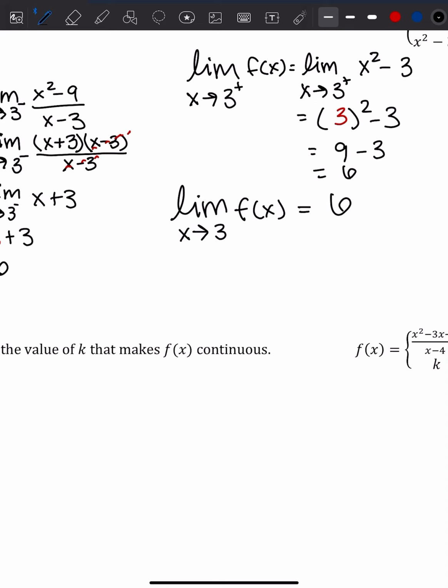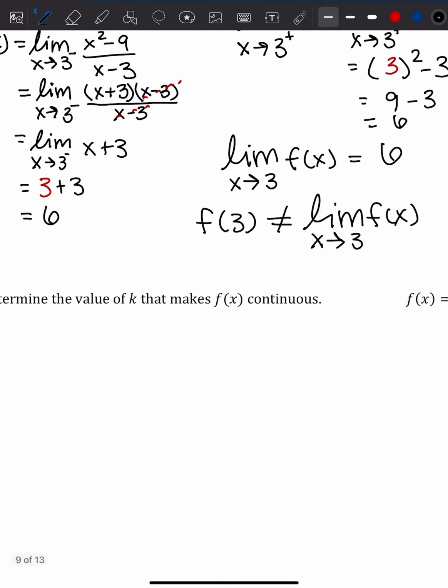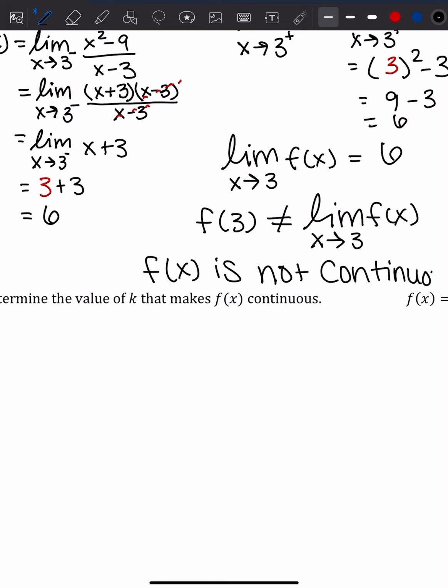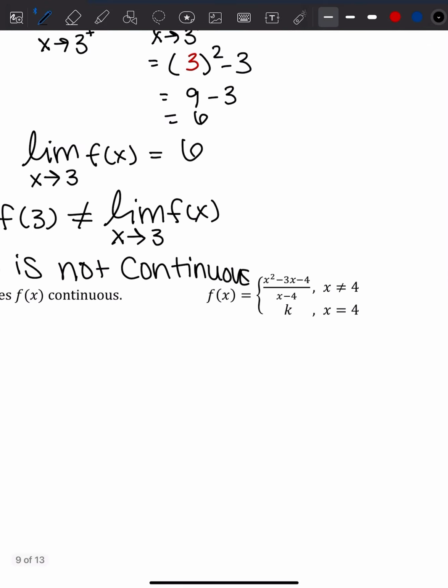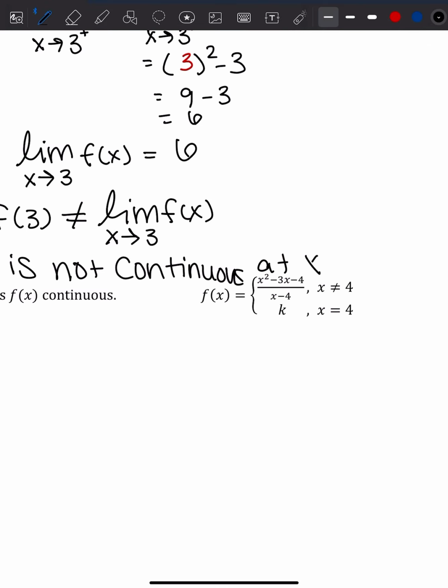So now we can say, hey, f of 3 does not equal the limit as x approaches 3 of our function. And we know that for sure because 6 does not equal 9. So now that we have made this statement, we can say f of x is not continuous at x equals 3.